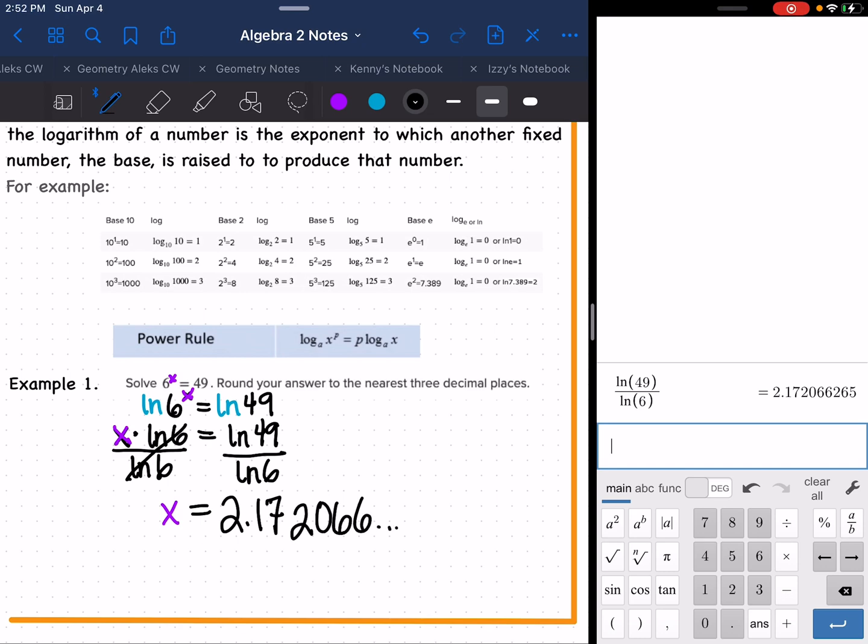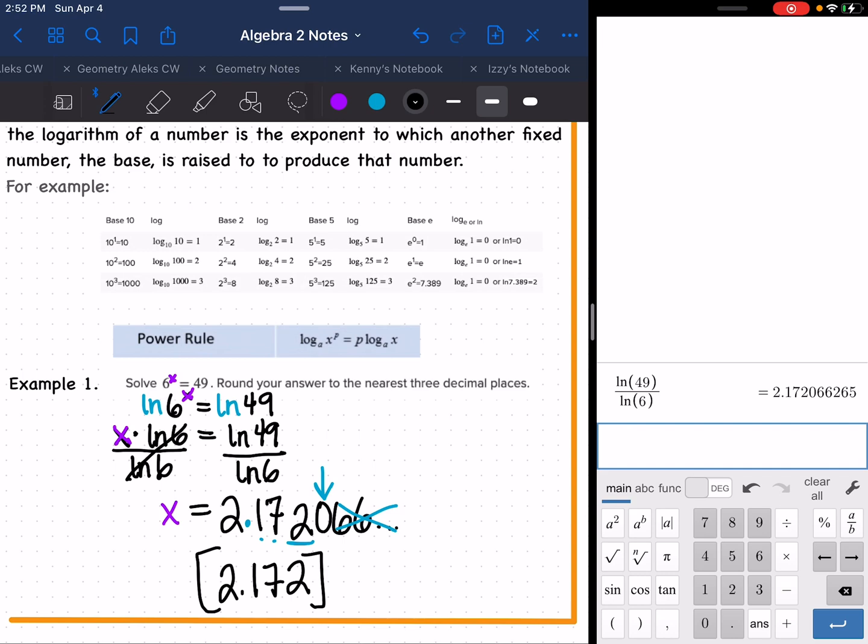172066, and then there's a bunch more numbers. They wanted 3 decimal places, so I'm going to find the decimal 1, 2, 3. This number is going to tell me if I should round the 2 or let it rest, if I should add one more or let it rest. I'm going to go ahead and let it rest. There's my answer.